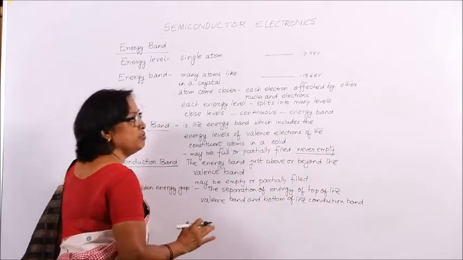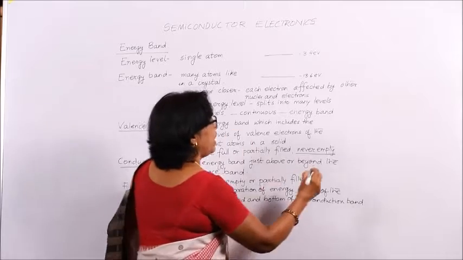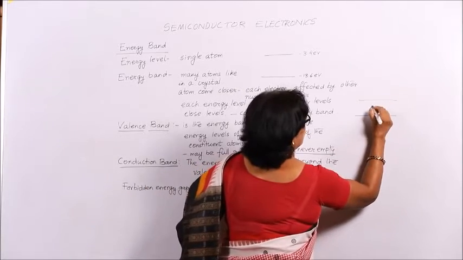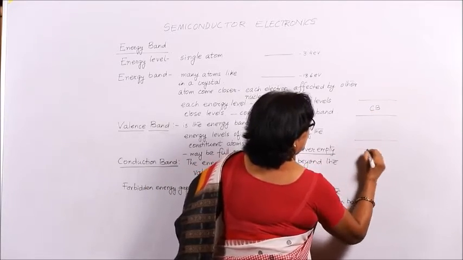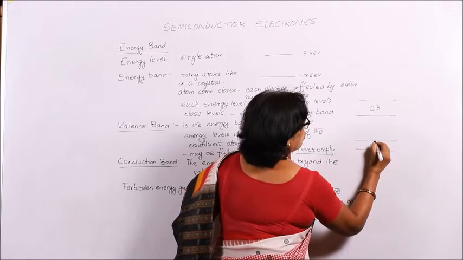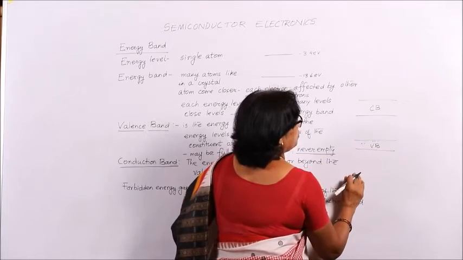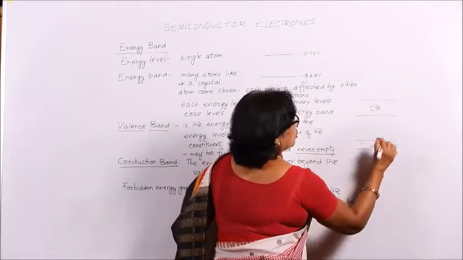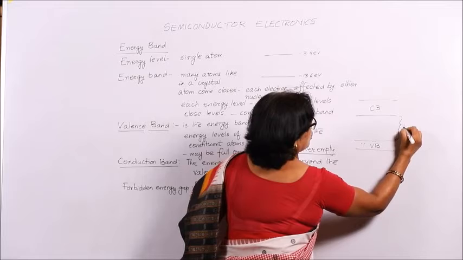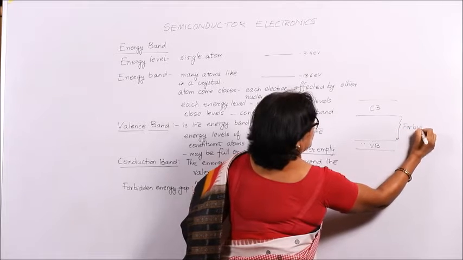This is called the forbidden energy. For example, if you have, this is my conduction band, this is my valence band, electrons are present in this valence band, there are many levels in the valence band, no electron in the conduction band, this separation, this is my forbidden energy.